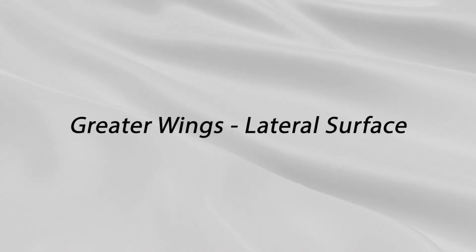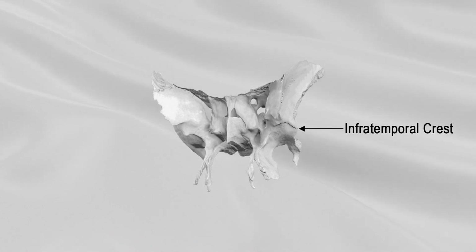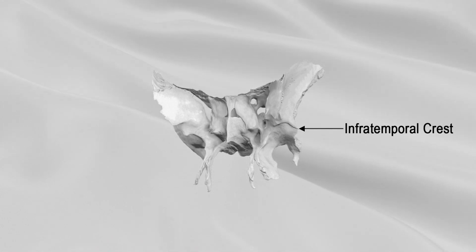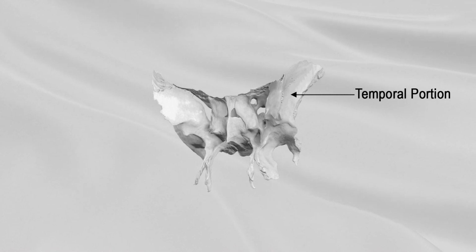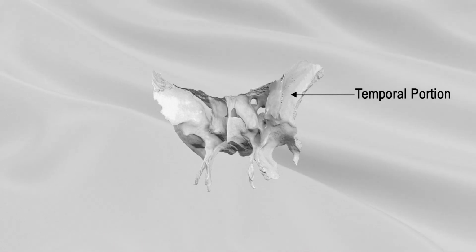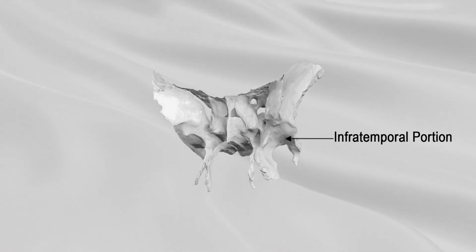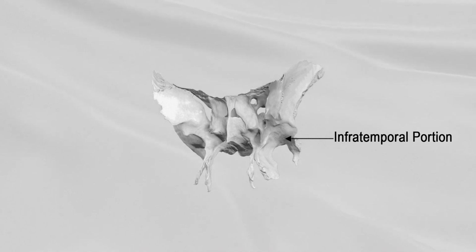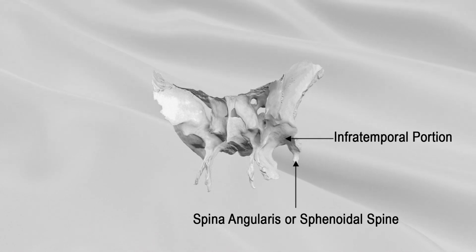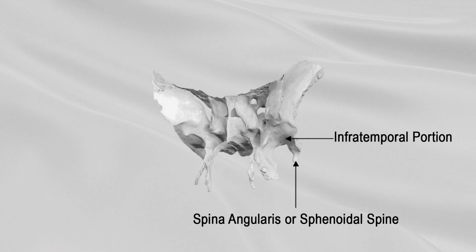Greater wings, lateral surface. The lateral surface is convex and divided by a transverse ridge, the infratemporal crest, into two portions. The superior or temporal portion, convex from above downward, concave from before backward, forms a part of the temporal fossa. The inferior or infratemporal portion is smaller in size, concave, and enters into the formation of the infratemporal fossa. Its posterior part is the spina angularis or sphenoidal spine.